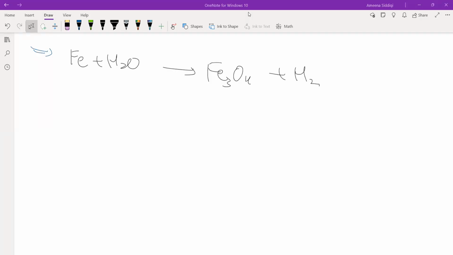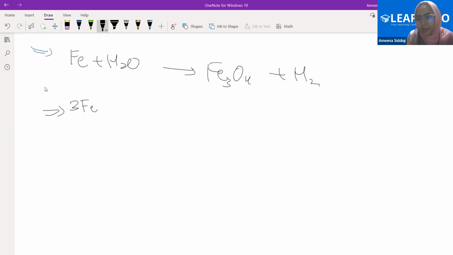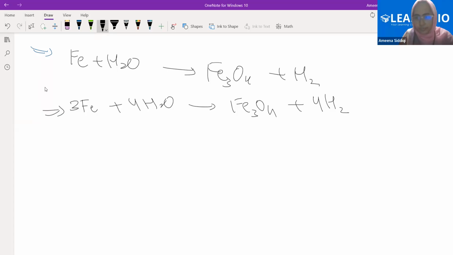Done. Yes, Kezia. Yes, ma'am. 3 Fe, plus 4 H2O gives Fe3O4 plus 4 H2. Yes, ma'am. Let's try to understand it. Let's try to find out whether it is correctly balanced or not.